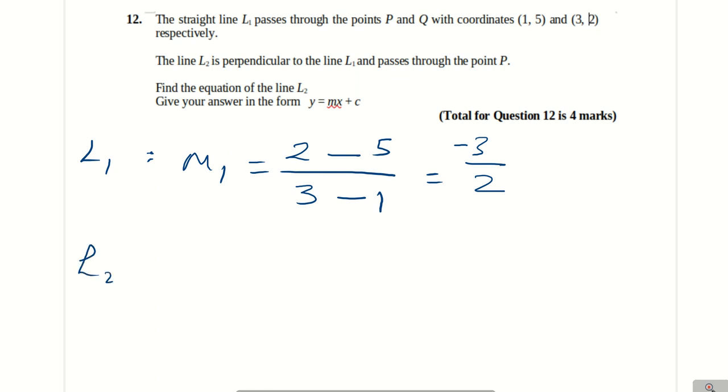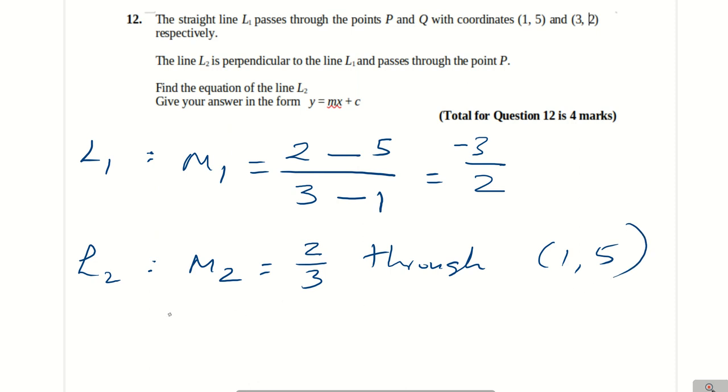Now when it comes to line L2, we know that line is perpendicular, so we know that the gradient of line L2 is going to be such that when we multiply it by the gradient of L1, it should give us the answer minus 1. And a quick way of working it out is to turn the fraction upside down and change the sign. So the gradient M2 will just be 2/3, and it also goes through the point P, which is the point 1, 5. So to find the equation of L2, we can just do y minus 5 equals 2/3 of x minus 1.